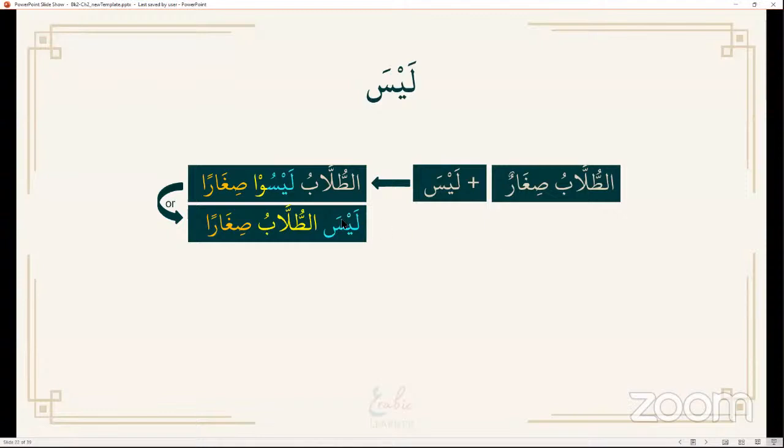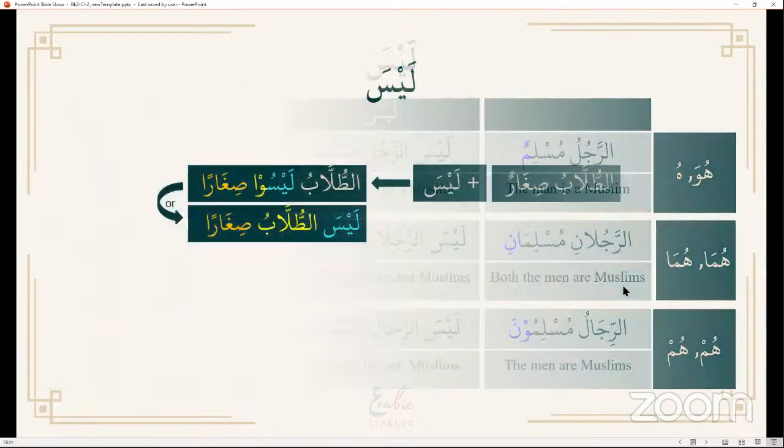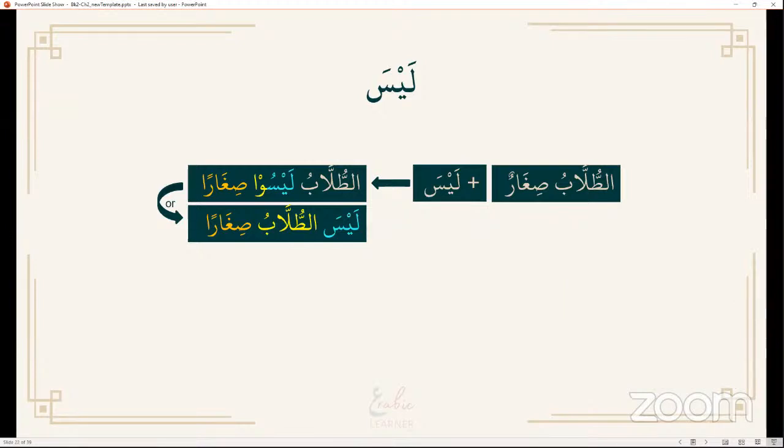Okay, so at-tullabu laysu sigharan. And are you able to see my slides? Okay, fine. At-tullabu laysu sigharan. Laysa at-tullabu sigharan. There are two ways to say the same thing. Okay, brothers and sisters, remember this. That's the function of the animation.